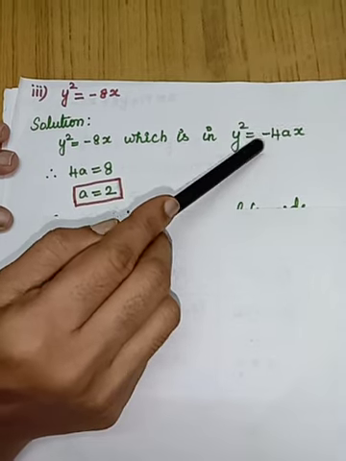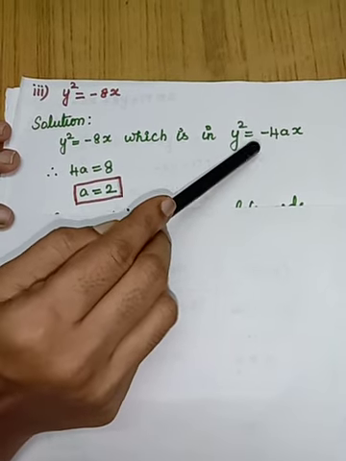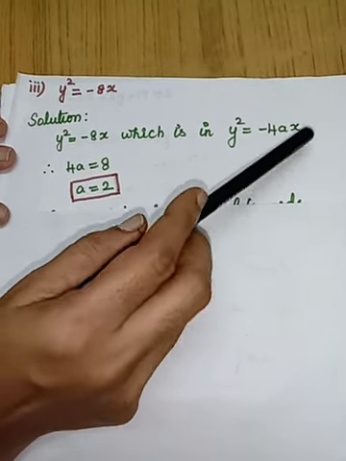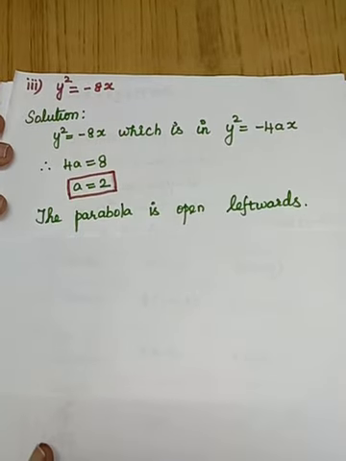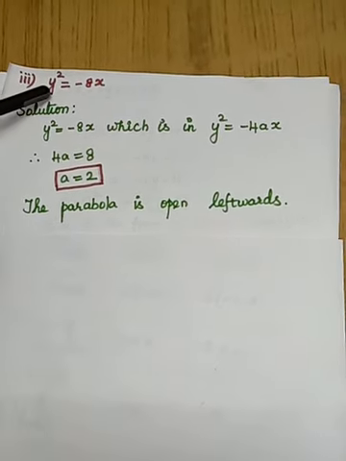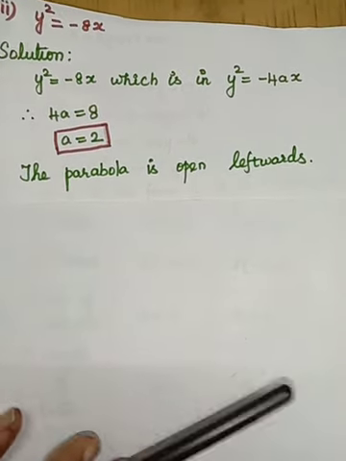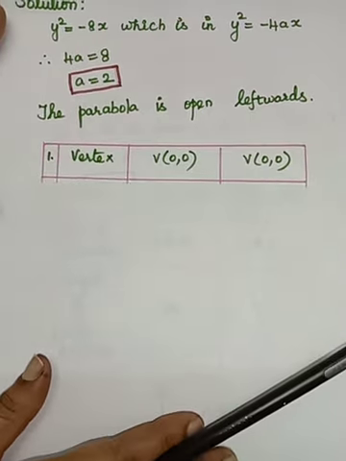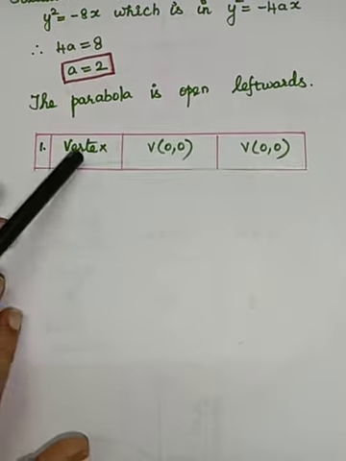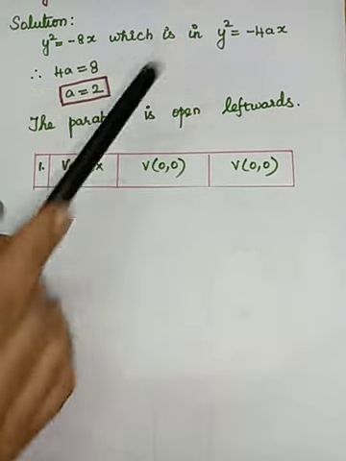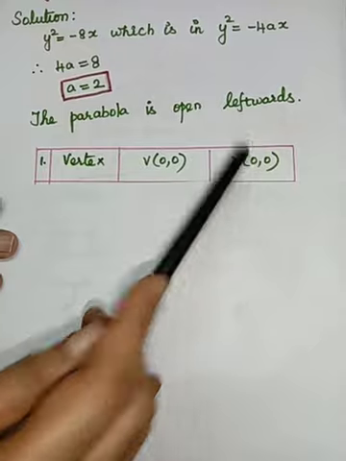Okay, so see this, on this equation we should know how the parabola is open: leftwards. So therefore the given parabola is open leftwards. So we have to find the results. So what is the first one? It's the vertex. The parabola is in the standard form, so the vertex is 0, 0.